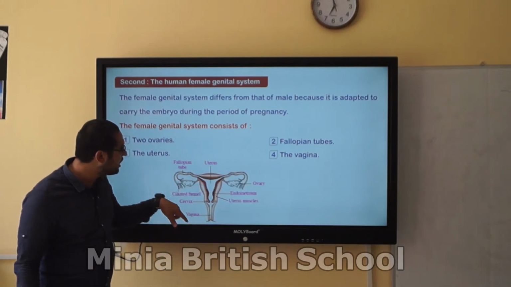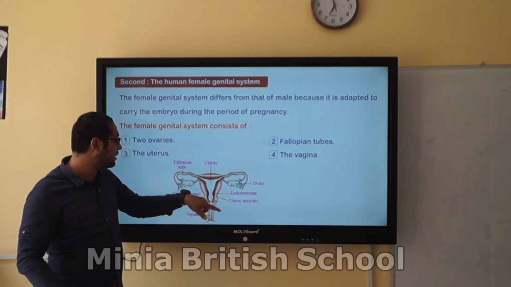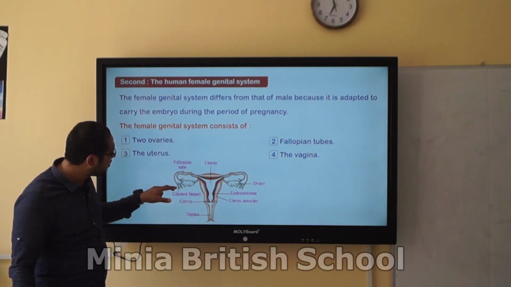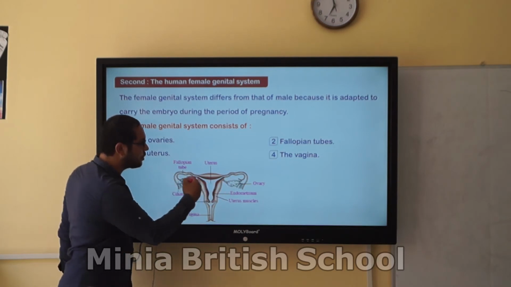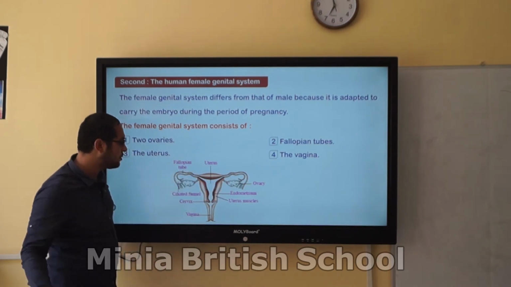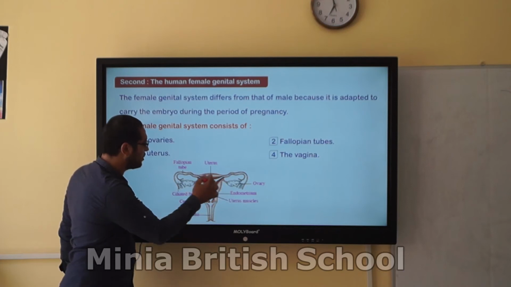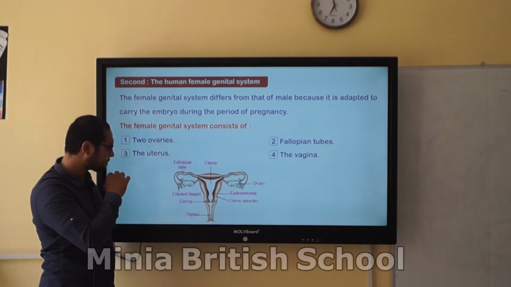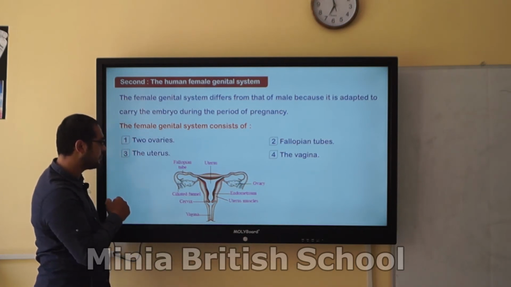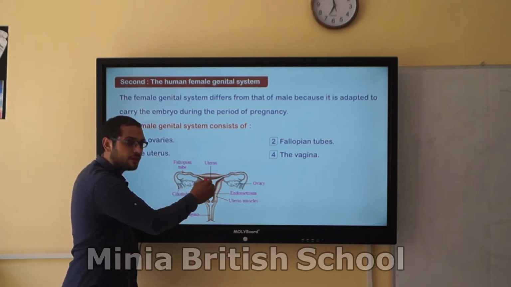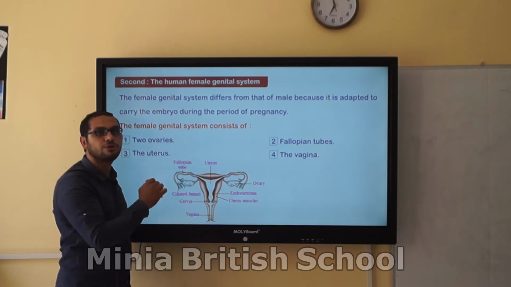Okay, this is the shape of the female reproductive system. As you can see here, this is the fallopian tube. So we have two fallopian tubes, and this is the ovary, two ovaries, and this is the vagina, and inside at the center there is the uterus.